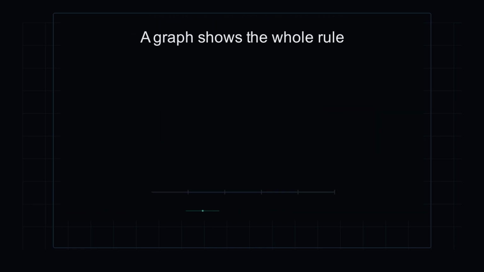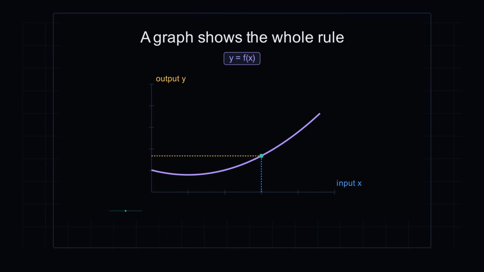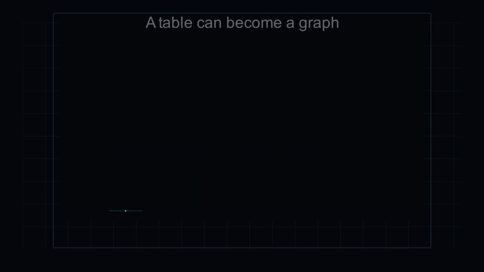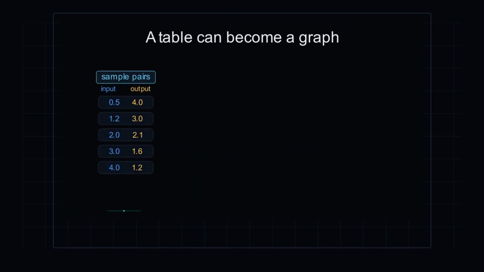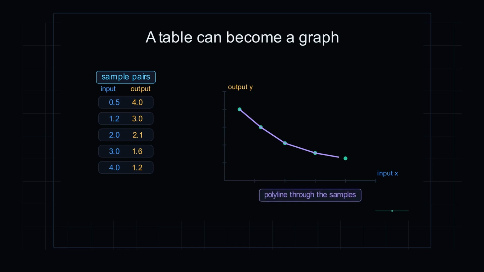A graph does not show just one answer. It shows many input-output pairs at once. Choose an input on the horizontal axis, move up to the curve, and then read the output on the vertical axis. One point on the graph is one pair. This input maps to this output. A table is another way to store known pairs. Each row can become one point on the graph. If we connect those points, the curve should go through the measured points, not just somewhere near them.